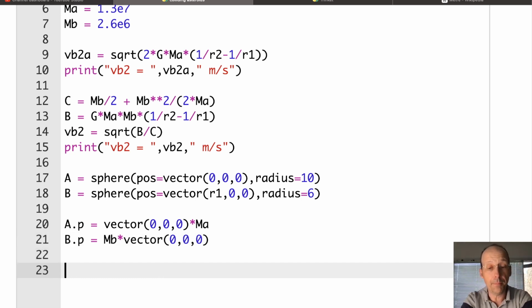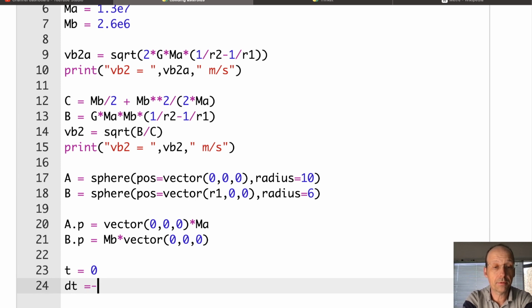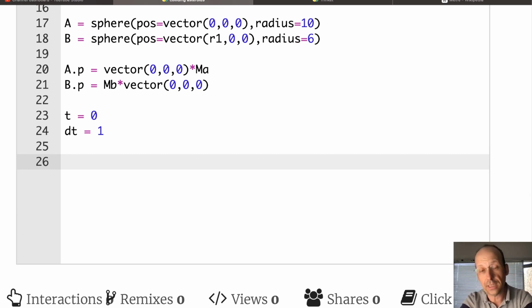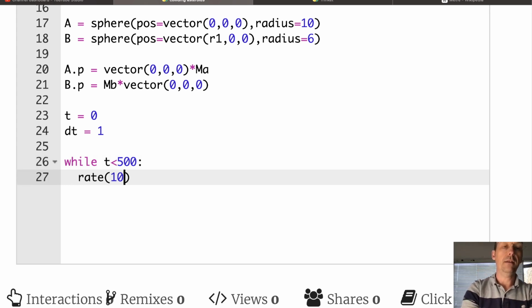Now I need the time and the time step. Let's just say 1. Notice there's no units. We don't do units here. Let's run this for 1,000 seconds. So I'm going to say while t is less than 500, and I'm going to do rate 10.